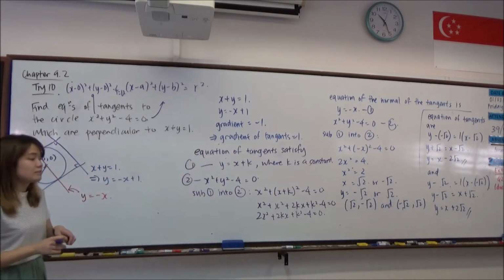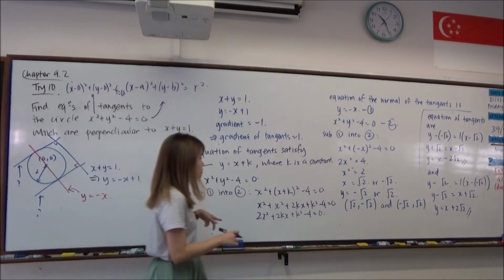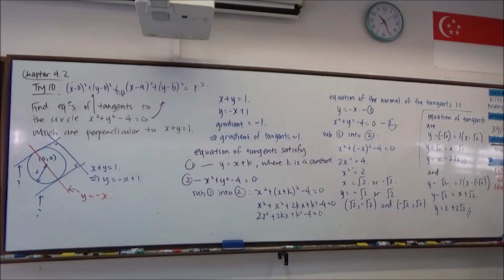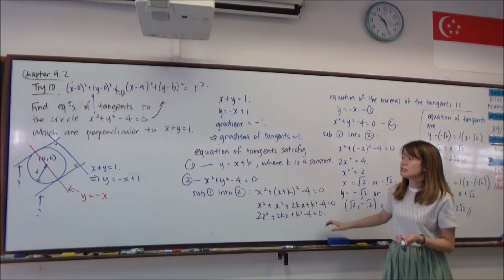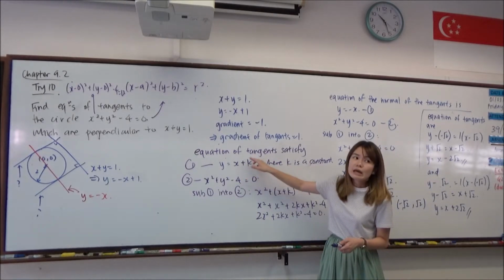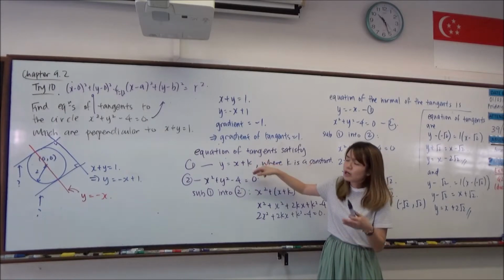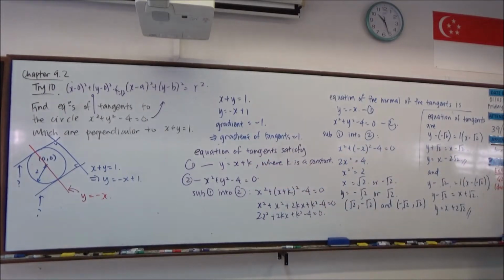But then when you do the substitution, you'll be faced with a problem. You do not know how to actually proceed from here. Does anyone know how to proceed from here? We want to find the value of k because our objective is to find the equation of the tangent, and we will only be able to solve it if we know the value of k. Yes, we will do the discriminant.